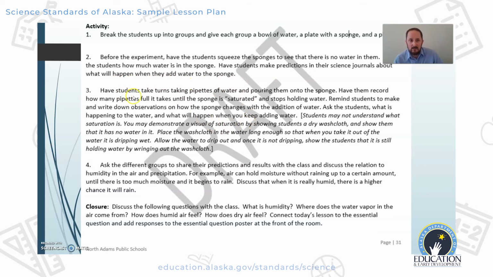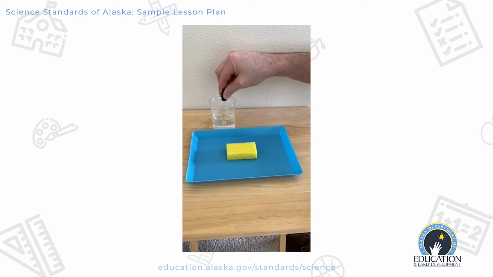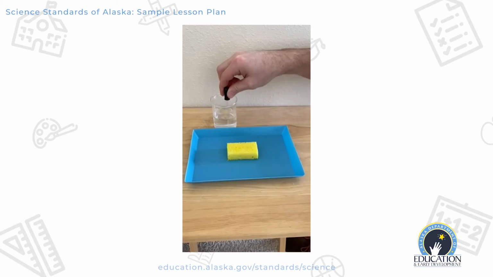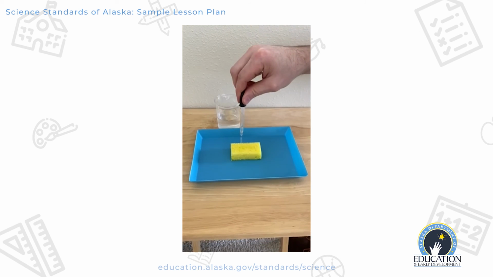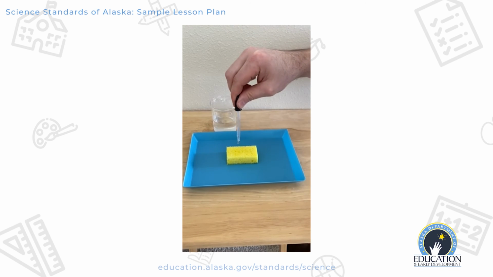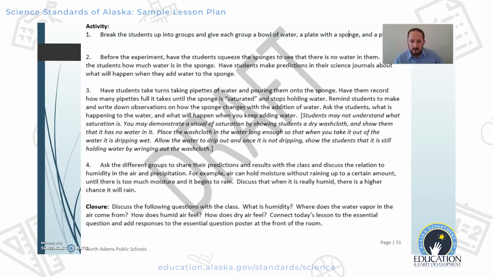And then the students are going to take turns taking the pipets of water and pouring them onto the sponge. I'm going to have them record their information in a table that I provided for them as they go. I want them to record or write down their observations as well. I might stop the class and give them a moment to do that because they don't tend to want to do that naturally. So we might just give them a chance to write something down and then let them get back to work.